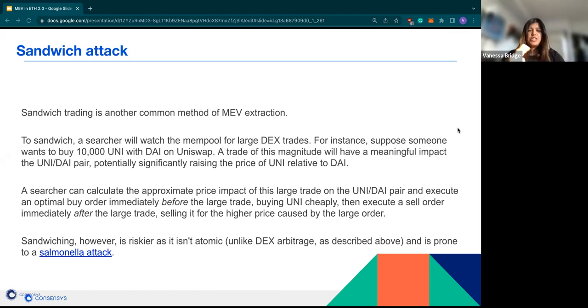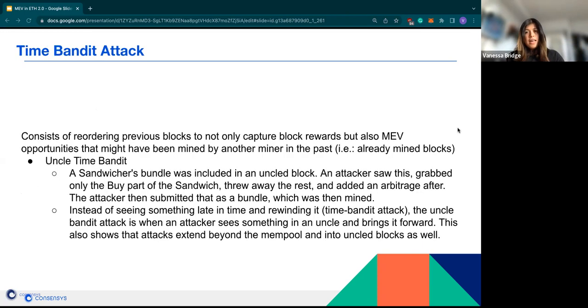And this is where it starts getting even more complicated, because some people did not like this type of behavior, so they created a salmonella attack. So it's a smart contract that is trying to bait people who are sandwiching. I'm not going to go into it, but there's a link in the slides if you want to read the more technical description of this attack.